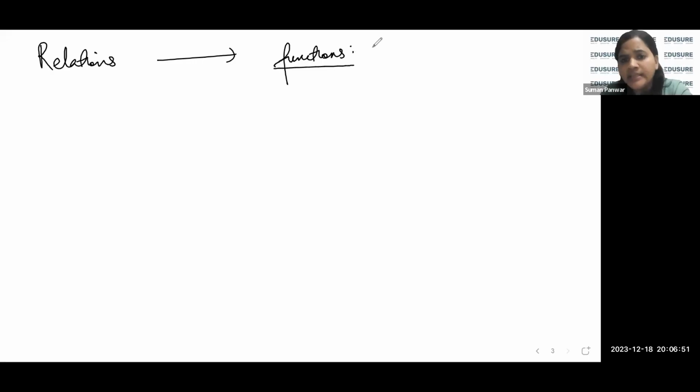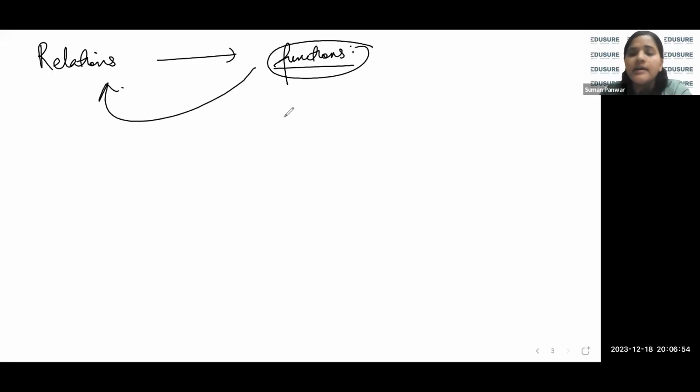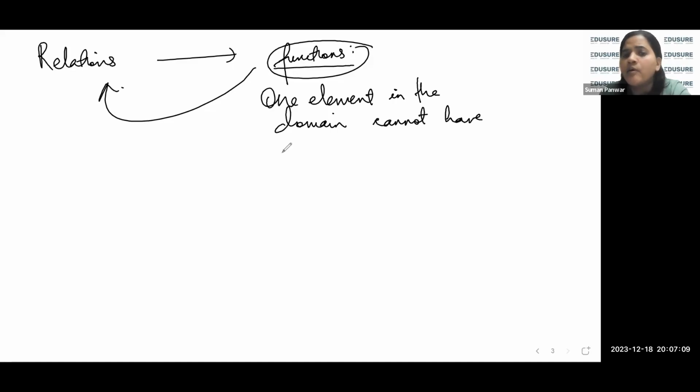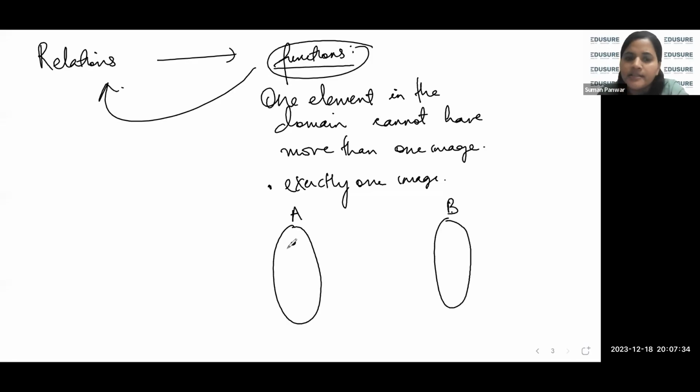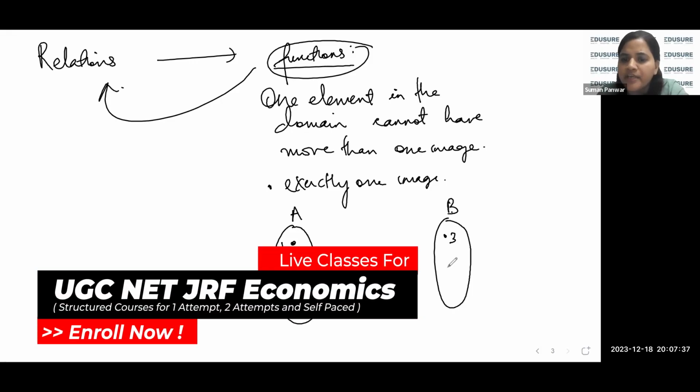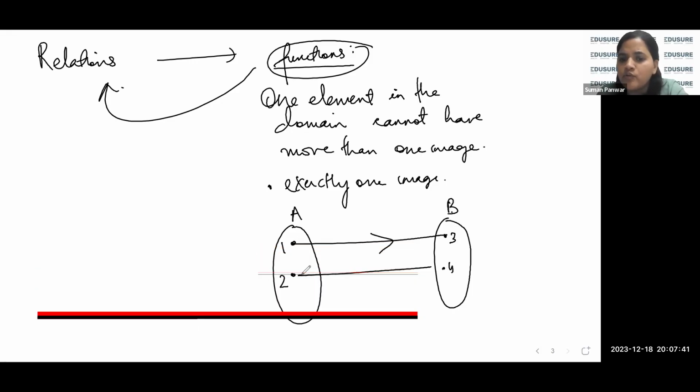Now, what is the thing that separates a function from a relation? It is that one element in the domain cannot have more than one image. In fact, we have exactly one image, because we cannot have a function where there is some element which does not have an image. That is not going to happen. So what is going to happen in a function? This is my set A, this is my set B, this is 1, this is 2. Suppose I have 3 here, 4 here, 1 goes to 3, 2 goes to 4.